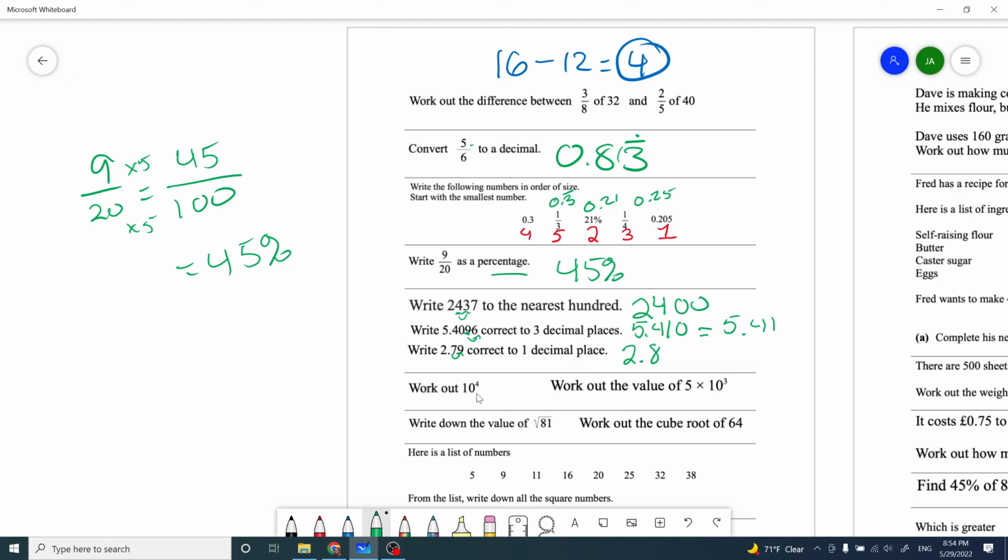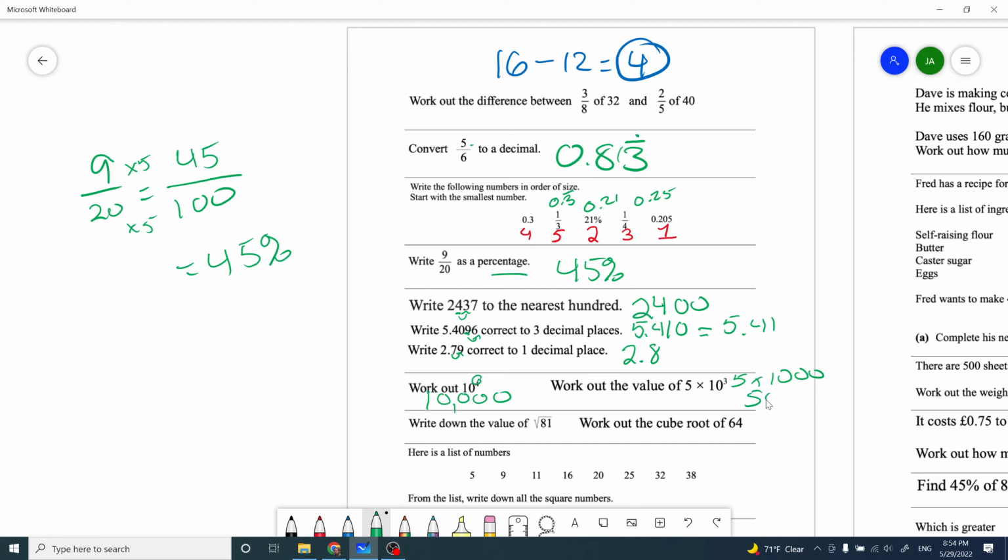Okay, work out 10 to the 4th power. If you have 10 to any kind of power, this is essentially just going to tell you how many zeros you have. Right, so I'd have 1, 2, 3, 4, 10,000, and we're done. I could also think of this as 10 times 10 times 10 times 10, which again will give you the exact same answer. Here we need to work out the value of 5 times 10 to the 3rd. This is going to be like 5 times 1, 0, 0, 0, 3 zeros.